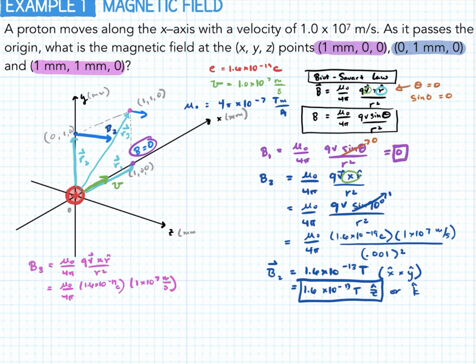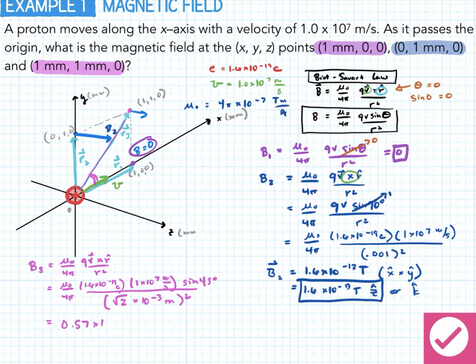This is going to give us sine 45 degrees, because that's this angle right here, divided by r squared. Well, that's this. We use Pythagorean theorem, and that gives us square root of 2 millimeters. So times 10 to the negative third gives us meters. We square that. And when you plug all this in, it gives you 0.57 times 10 to the negative 13 Teslas in the z hat direction again.